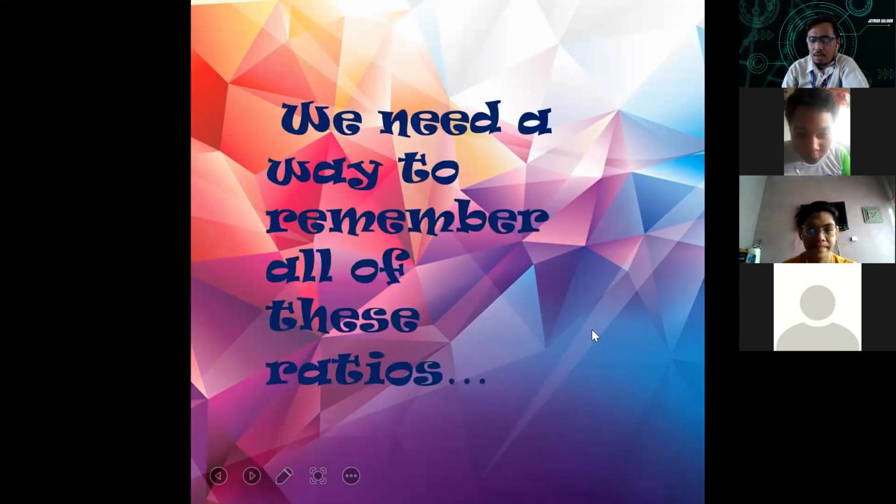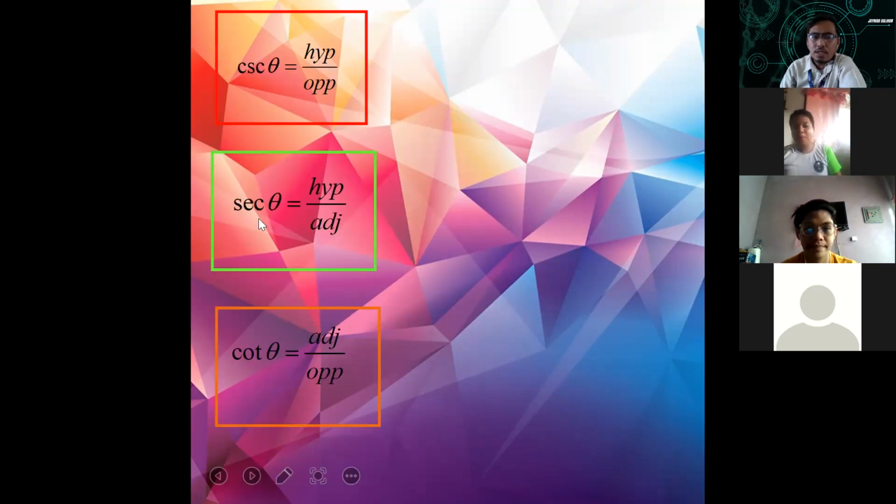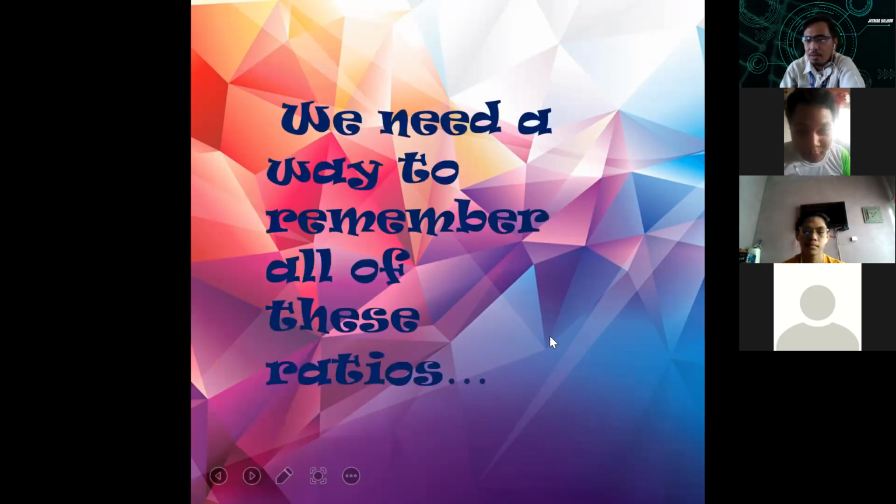Okay? And your secant is just the reciprocal of your cosine. And then the cotangent is just the reciprocal of your tangent. Okay? So those are the 6 trigonometric functions that you need to remember. And for you to remember it easily, you just have to remember SOHCAHTOA CHOSHCAHTOA. Okay? Have you heard about this before?